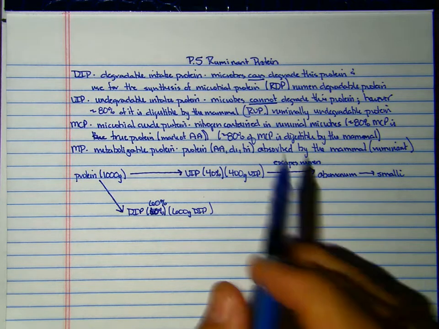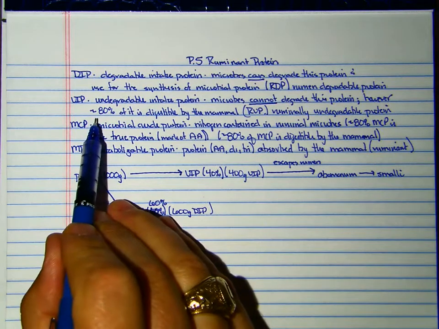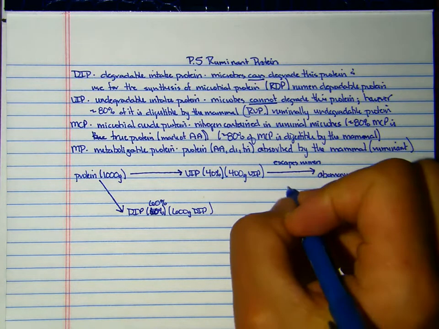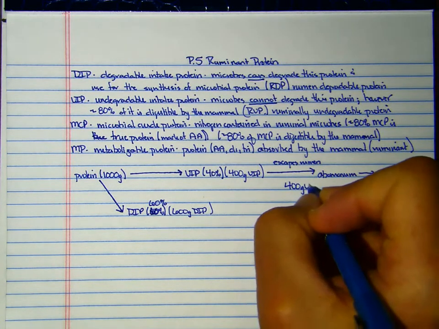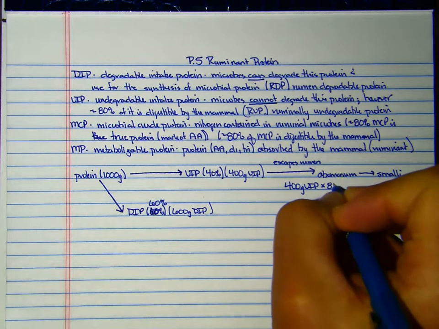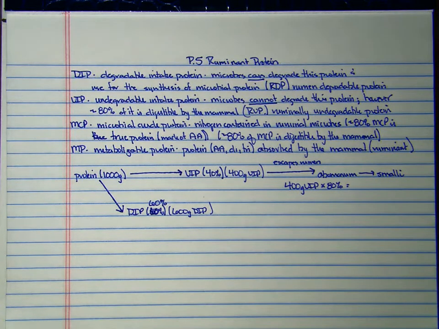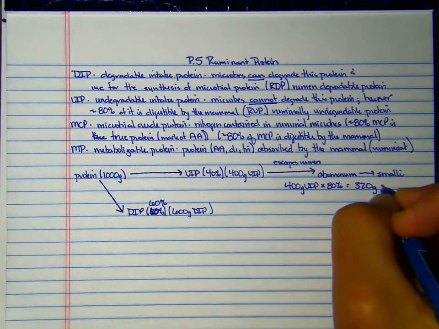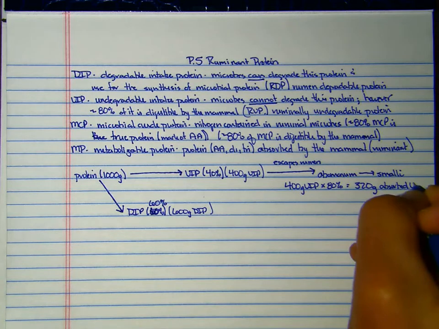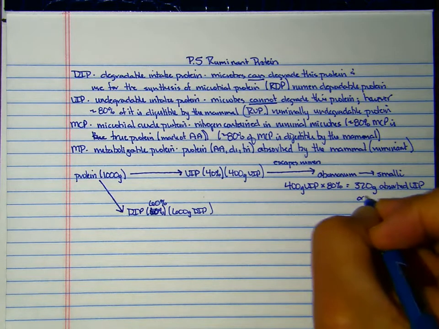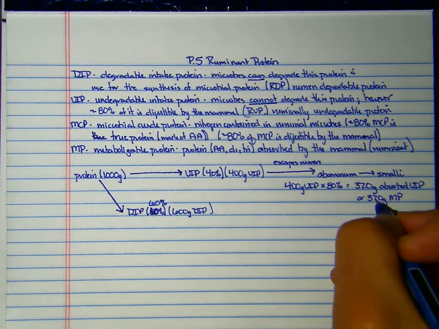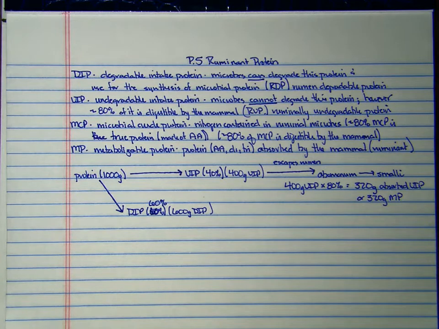Okay? We also learned right up here that about 80% of it's digestible. So if I know I fed them 400 grams of UIP and it's 80% digestible, that means I have 320 grams of absorbed UIP, or 320 grams MP. So we have 320 grams of MP from UIP.